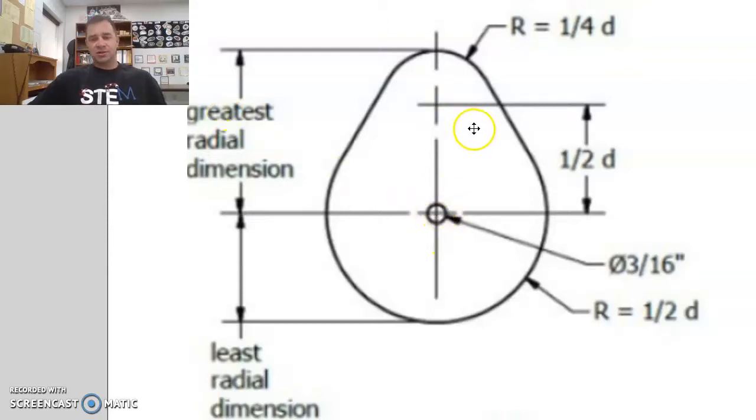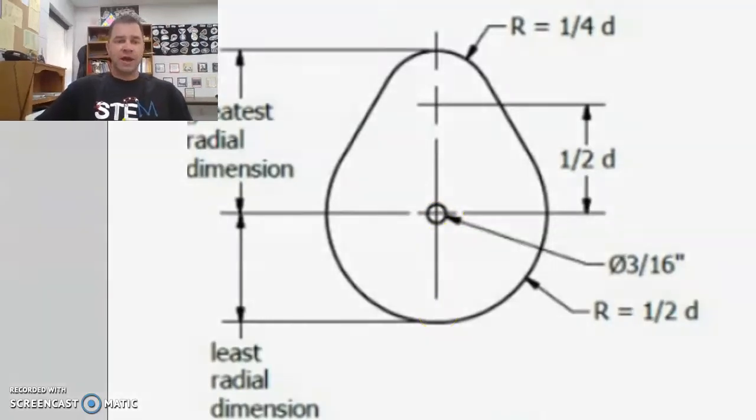You see that the greatest radial dimension goes from the center hole. It's not really the center of the cam necessarily, but it's wherever the axle is going through, and it goes to the furthest distance along the outside of the cam. The least radial dimension also goes from the axle hole, but it goes to the closest spot on that cam. So I've got a pear cam here and axle going through it, and you can see that this would be the greatest radial dimension from that axle to the furthest point. This would be the least radial dimension from the axle down to the closest point.